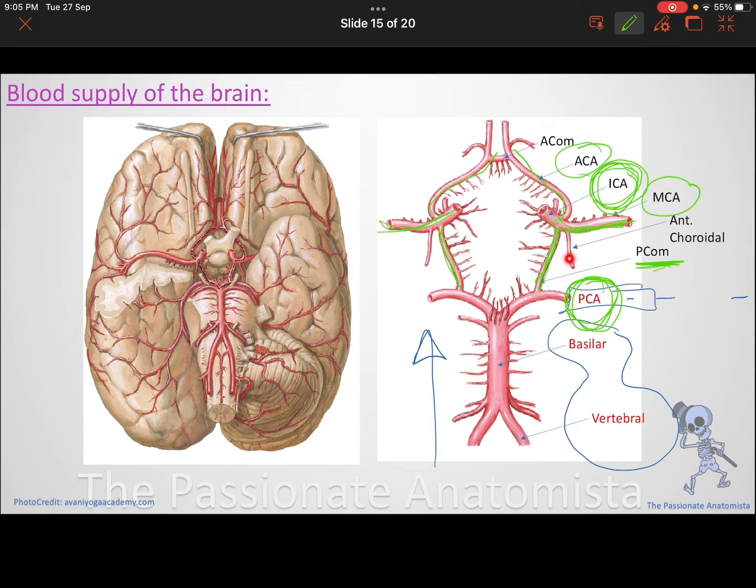Can you guys see this? This is parallel to this, and we call it anterior choroidal. This is very important, the anterior choroidal, because this is what gives you the choroid plexus, guys. The choroid plexus that you get to see in the ventricular system, and it gives you the cerebrospinal fluid, okay? And it also gives blood supply to the deep structures of the brain.